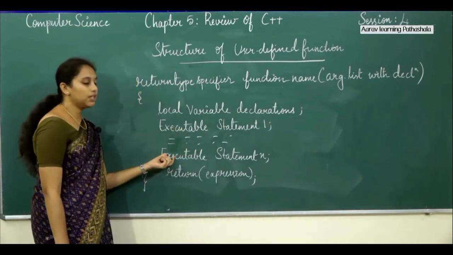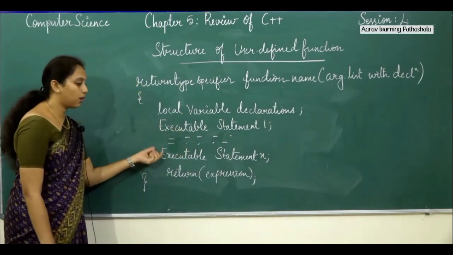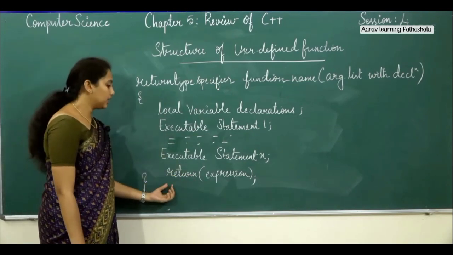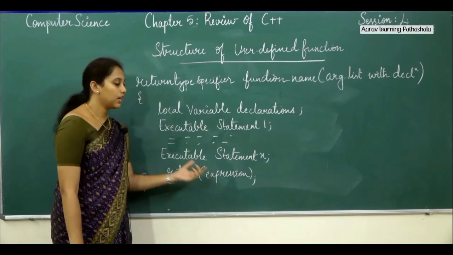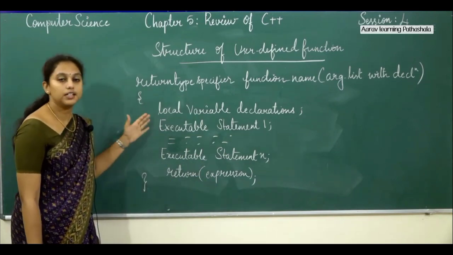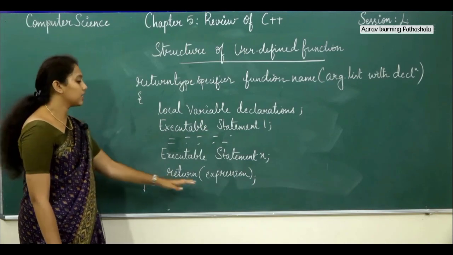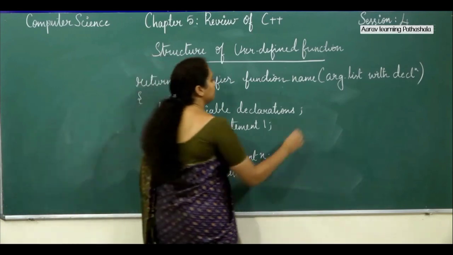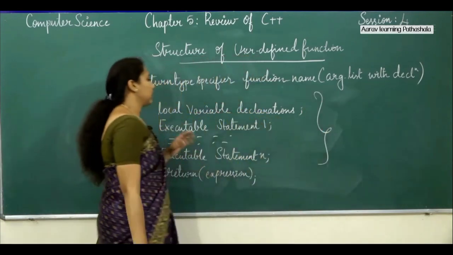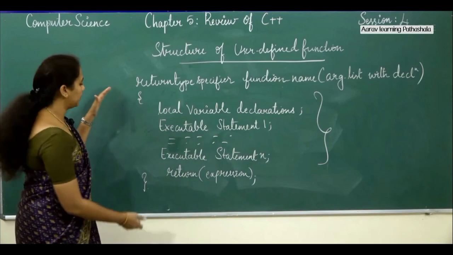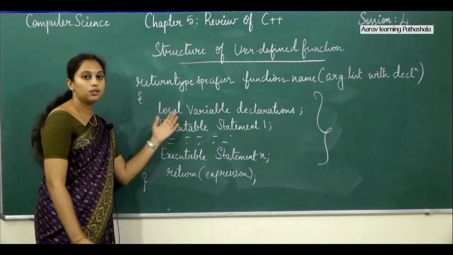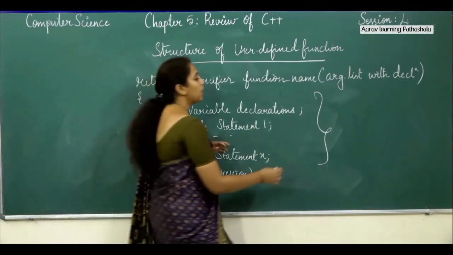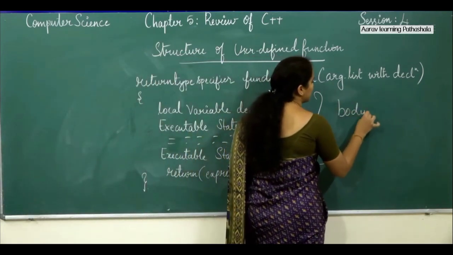Next is executable statements. After performing the required operation, the value is returned using the return statement. If the function does not return any value to the calling function, then the statement is not necessary. The variables declared within this section are called local variable declarations, and this whole part is called the body of the function.